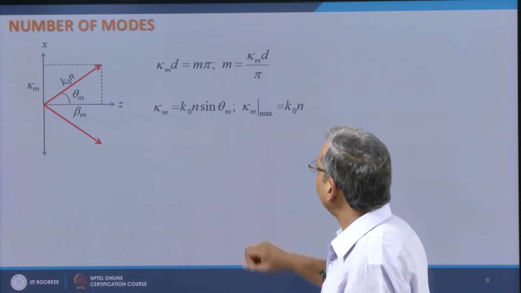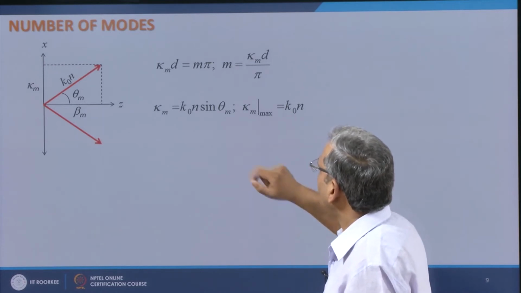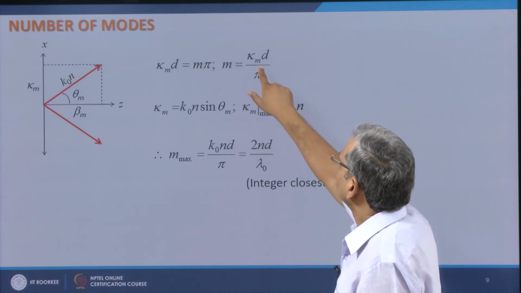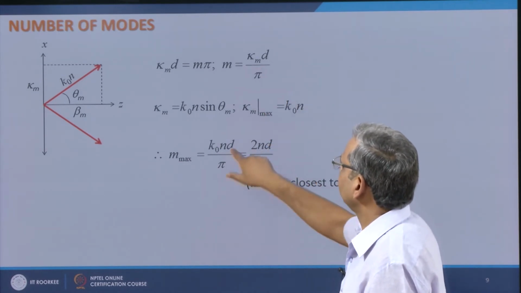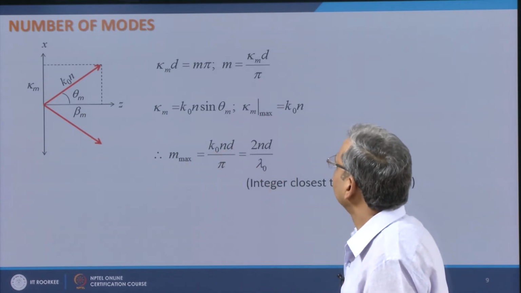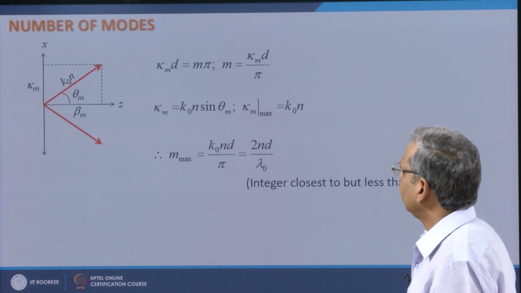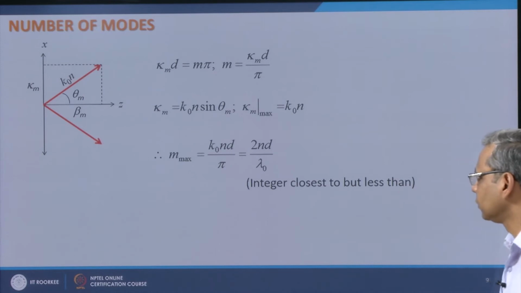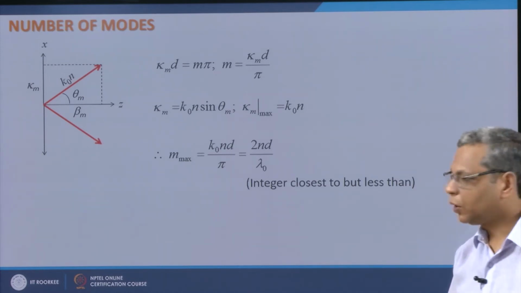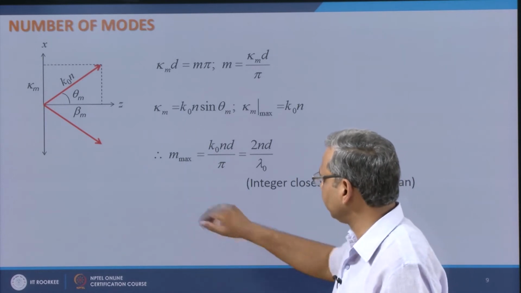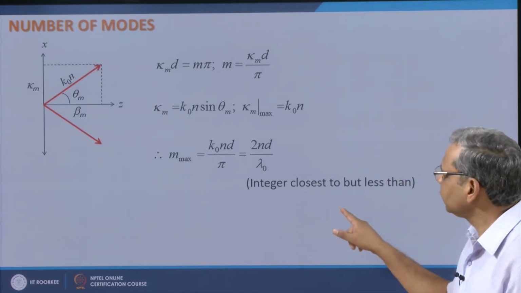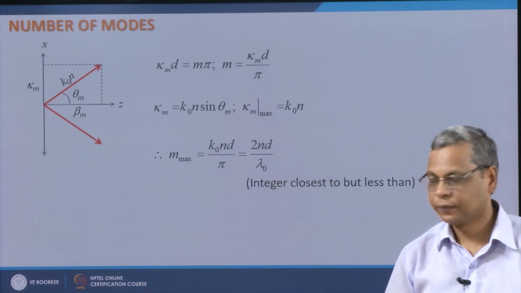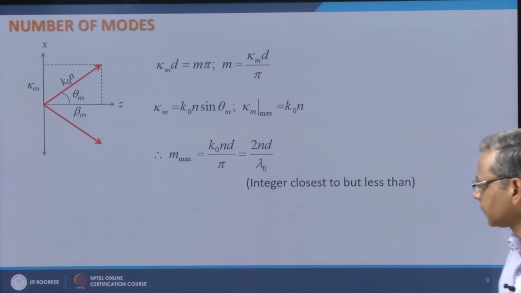So the maximum value of kappa m is k naught n, and this will give me the maximum value of m. So I put the maximum value of kappa m here, which is k naught n. So m max would be k naught n d by pi, and k naught is equal to 2 pi over lambda naught. So this would be 2 n d over lambda naught. So the maximum number of modes that can propagate in a planar mirror waveguide would be an integer which is closest to but less than this.